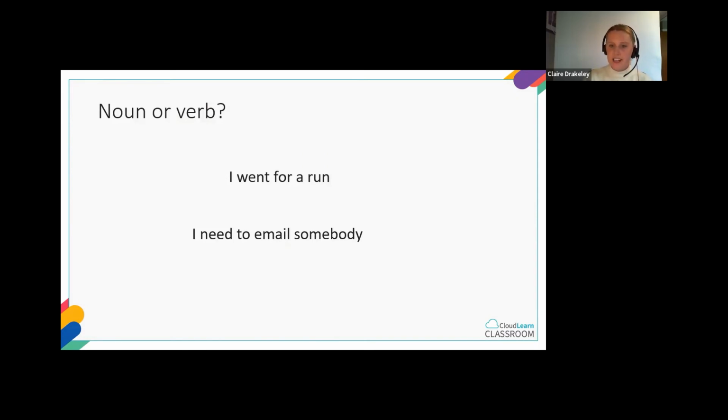it is a noun. The same can be said for email. An email is a thing. It's a noun. You have an email. But what if you email somebody? That is an action, and then it becomes a verb. So depending on the context of the sentence, email can be both a noun and a verb. Not at the same time, but the word email can be a noun or a verb.